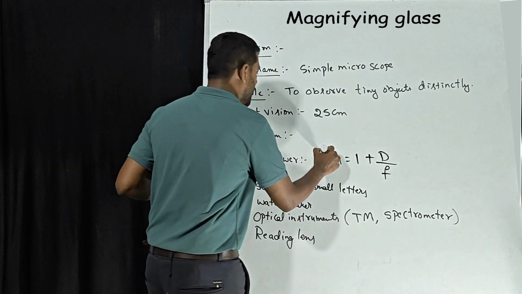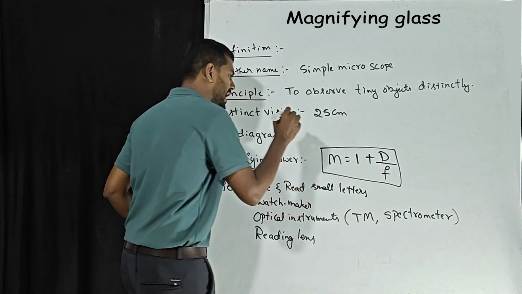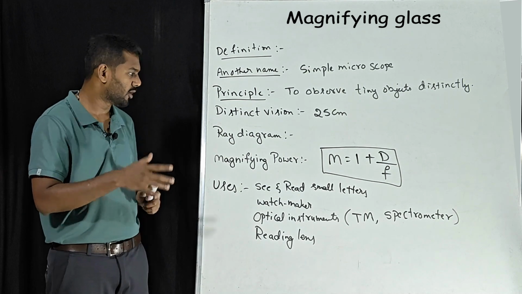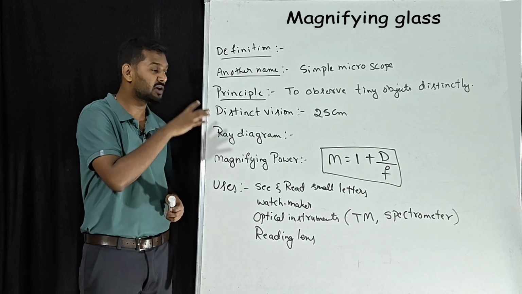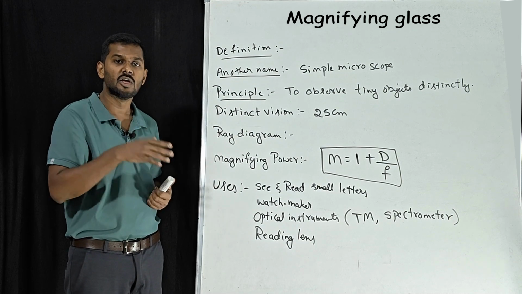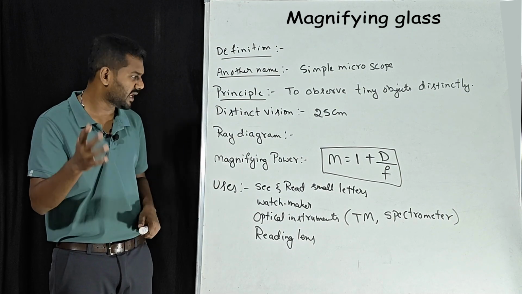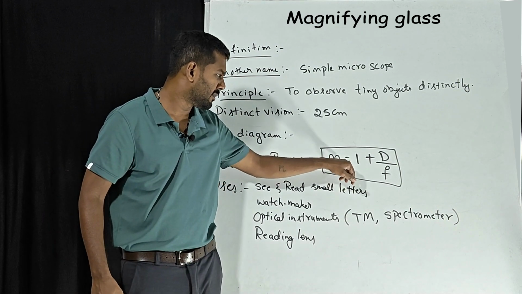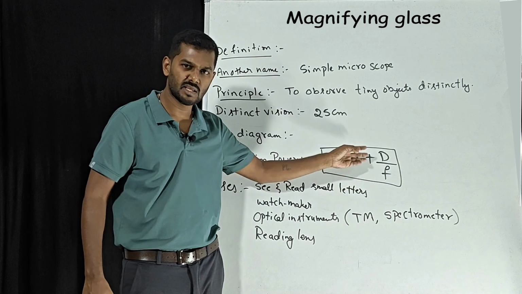Based on this formula, no numericals will be asked. Keep that in mind. No numericals will be asked. That is mentioned in the scope of the syllabus. Based on the scope of the syllabus only, we are conducting these sessions so that it will be very useful for you guys. Next, listen. M is the magnifying power, 1 is a constant.